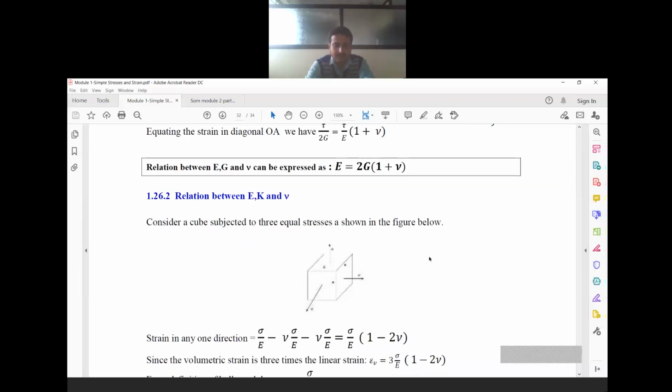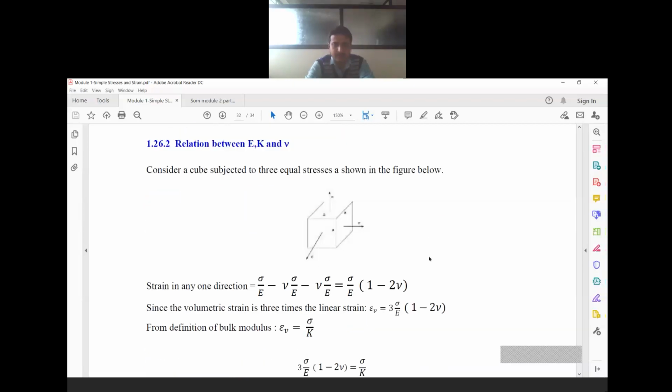And also I have started the derivation about the relation between E, K, and nu. In that I had also mentioned that in the case of E, G, and nu, we had considered only the 2D plane. Here in this condition, E, K, and nu, we will consider the 3D plane. So when we consider the 3D plane, the stresses will be acting in all three directions. So strain will be there in all three directions. So deformation will take place in all the three directions.